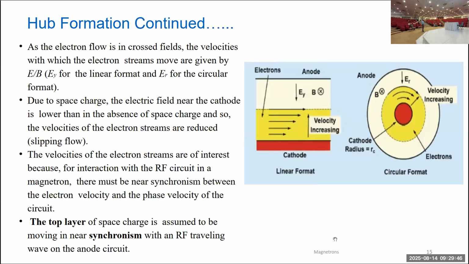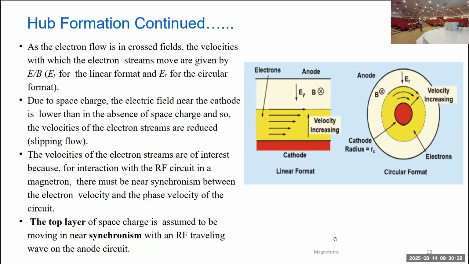Now this space charge hub, as it moves around under the influence of electric field and magnetic field, the velocities with which these electron streams move are given by this ratio, E over B for the linear format, if you can consider a linear format, or E_r over B for the circular format. We have a cylindrical coordinate here for this electric field.